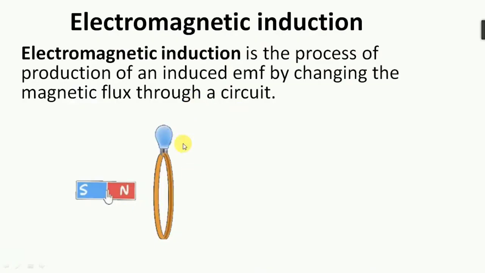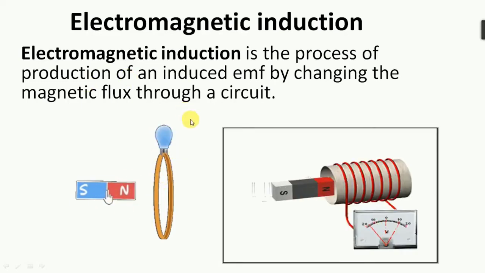So according to Faraday's law, when we change the magnetic flux through a coil, then there will be an induced EMF in the coil, and the process of producing this induced EMF is called electromagnetic induction. And in this picture you can see, by moving a magnet near to a coil, we can change the magnetic flux through the coil, and the galvanometer shows the deflection due to the production of induced current.